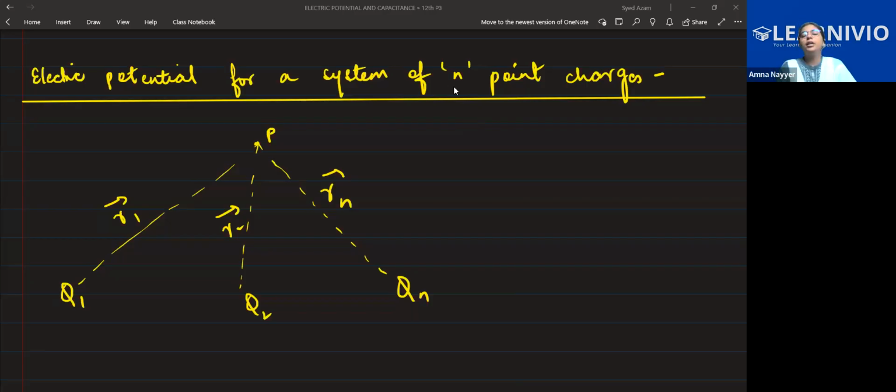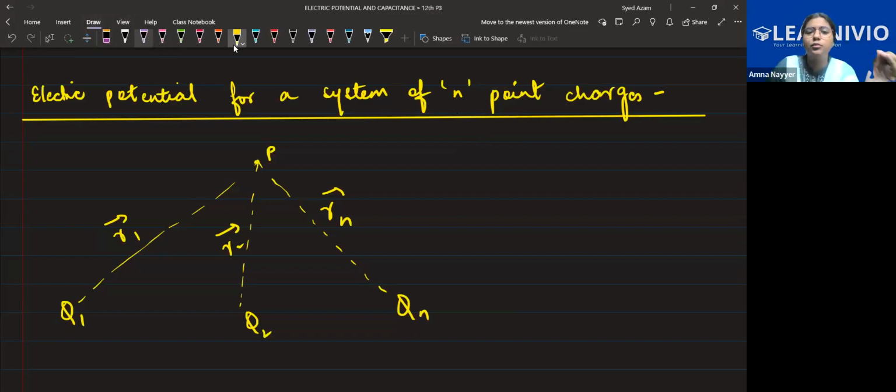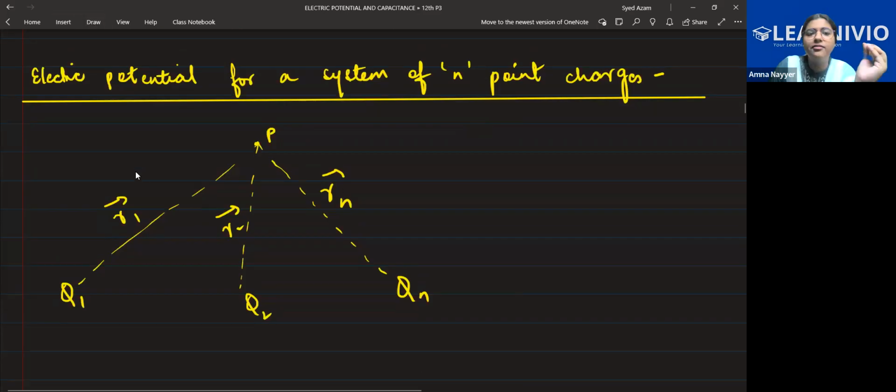All right. Now, electric potential for a system of n point charges. See, it's very easy over here. What do you have to do? If you have various charges at various separations, let's say this is point P, and you have to calculate the net potential at this point P.